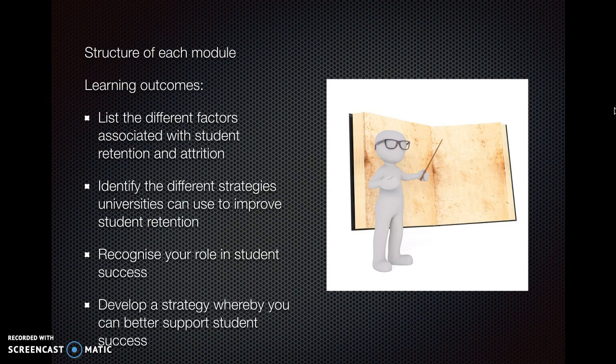Learning outcomes for this course include: list the different factors associated with student retention and attrition, identify the different strategies universities can use to improve student retention, recognise your role in student success, and develop a strategy whereby you, and your team if applicable, can better support student success.